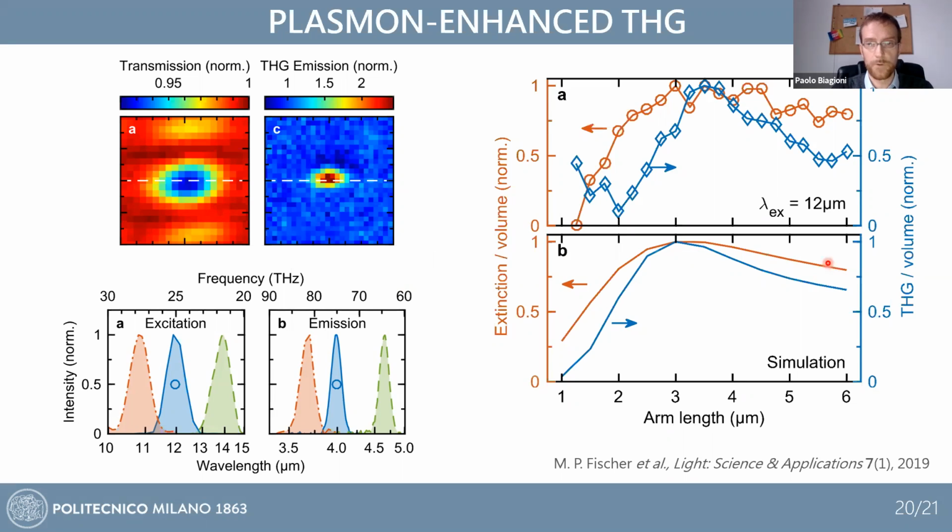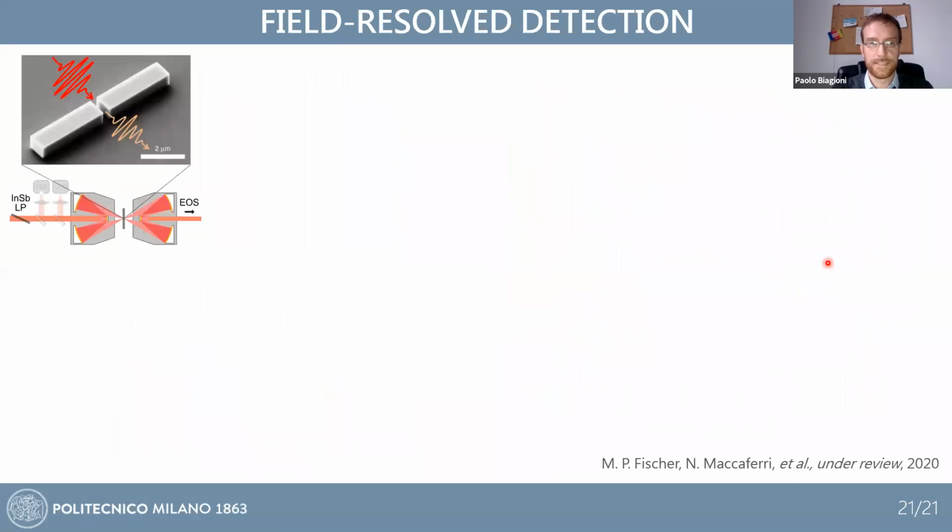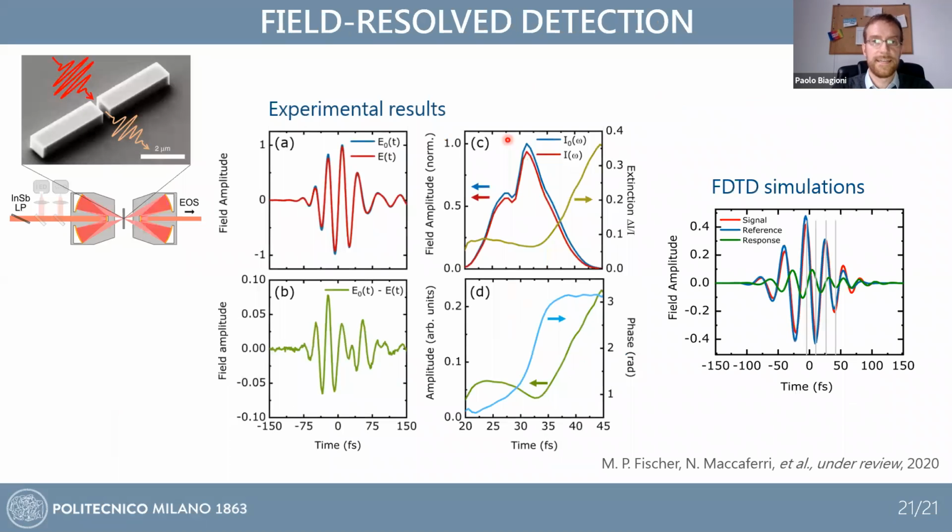My time is over, so I will skip, and I'm sad to do this, the last slide. I will just tell you that in the mid-infrared, you also have the opportunity to detect the field rather than the intensity by means of electro-optical sampling. And therefore, we are able to study the interaction between an infrared pulse and the antenna by following the interaction in the time domain rather than just by looking at intensity spectra.